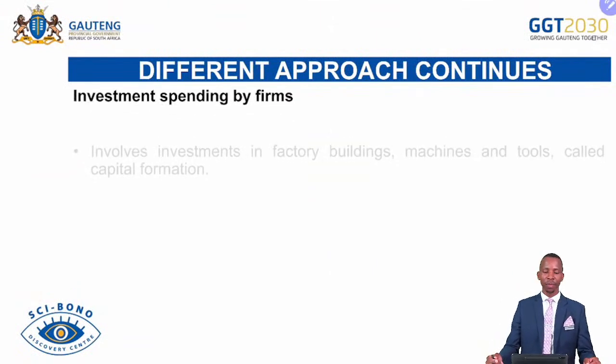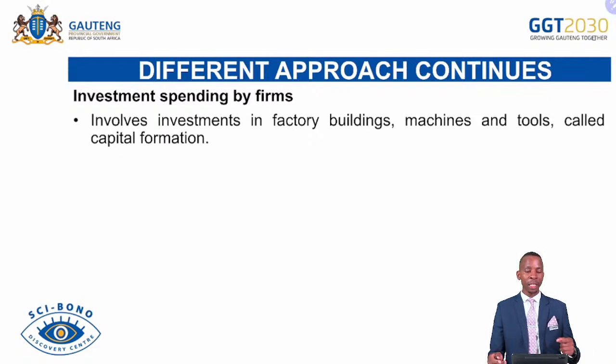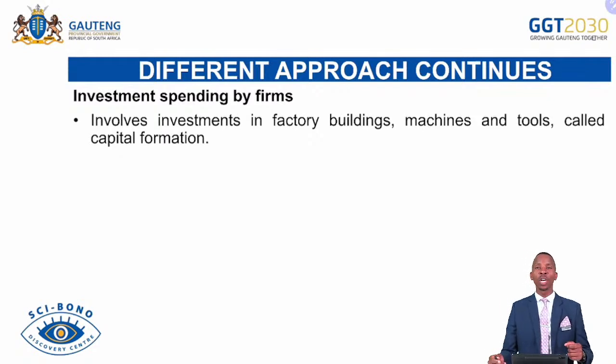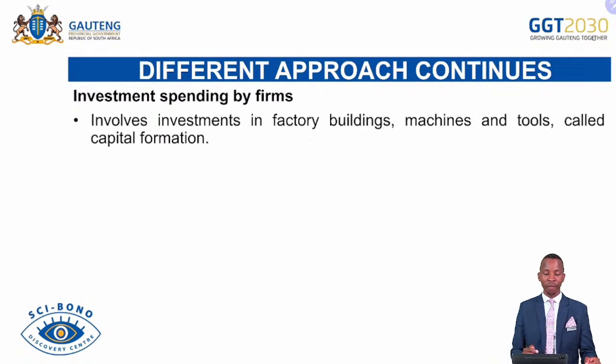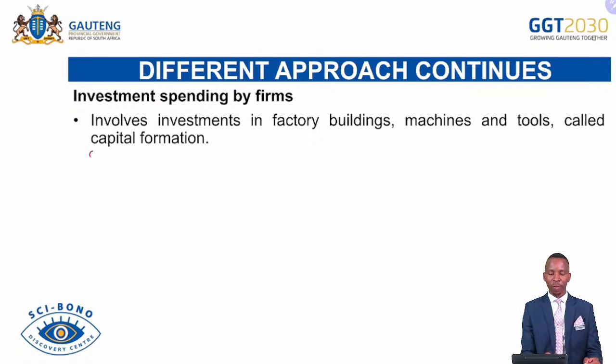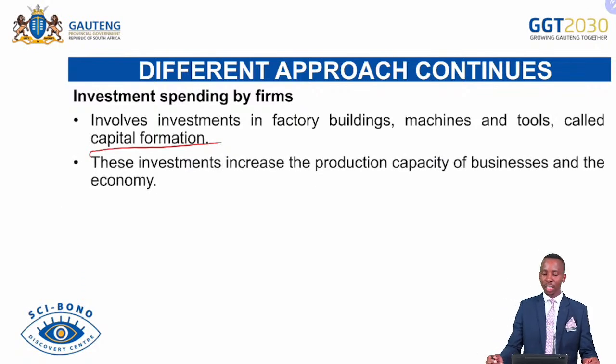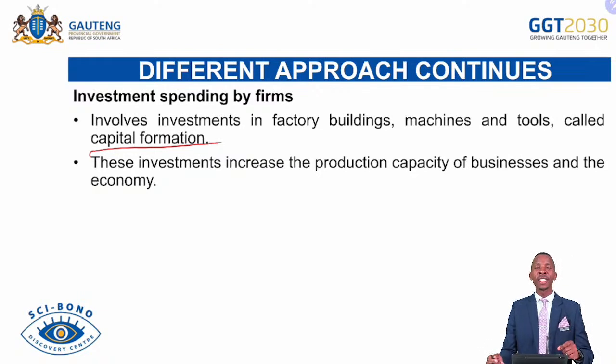Investment spending by firms. We know that if businesses are investing, that has a spillover effect to society because it leads to job creation. And also if businesses are spending in the economy, that is good for capital formation of the country, which is known as investment. So investments in factory buildings, machines, and tools are called the capital formation or the gross capital formation. These investments increase the production capacity of businesses and the economy. So if these investments are increasing, there will be more production in the economy.